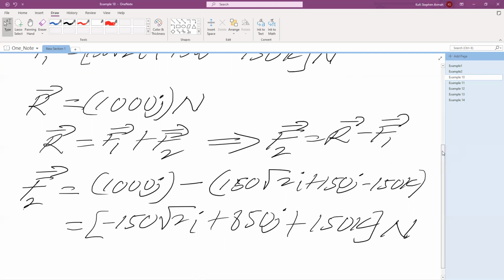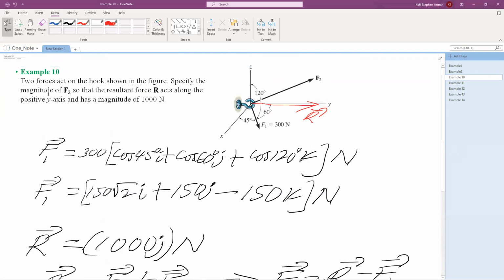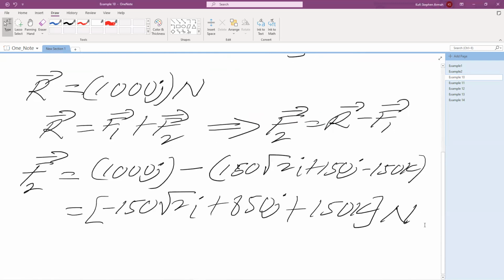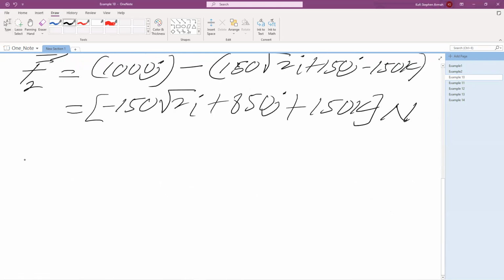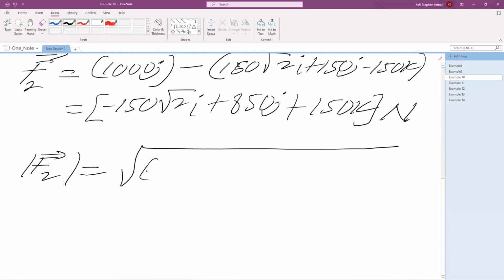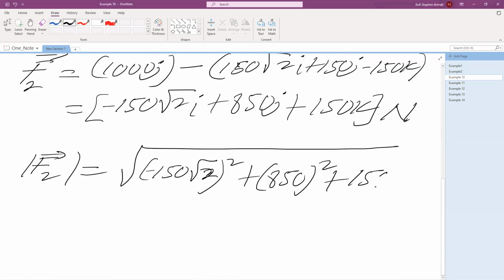So let's go back to the question and see what they want. Okay, cool. The question says specify the magnitude. So there's the magnitude. You don't want anything else. We don't want any angle, anything. We go ahead and find the magnitude. And the magnitude is square root of 150 root 2 all square plus 850 all square plus 150 square.